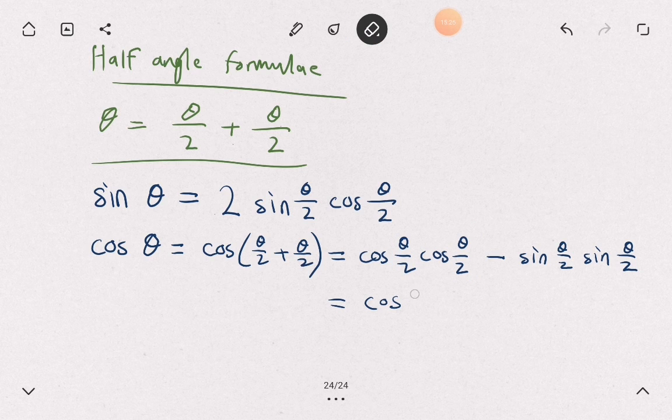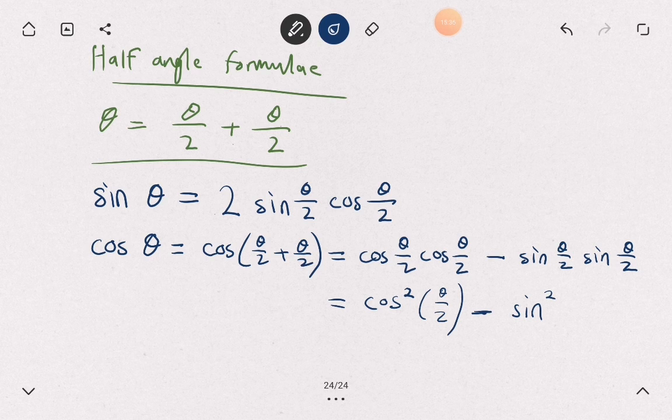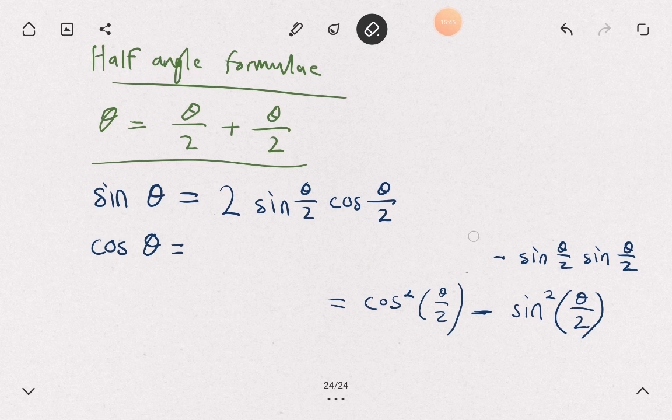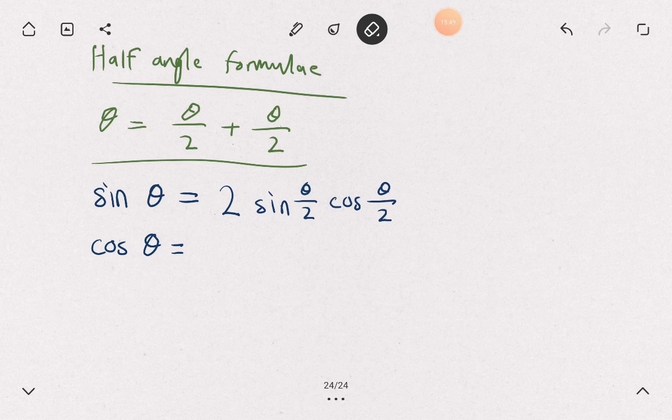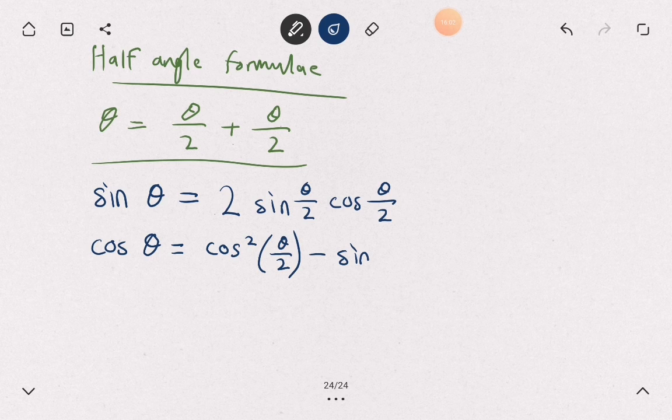Let me write it nicely a bit. Cos squared of theta over 2 minus the same thing for sine. This is sine squared of theta over 2. And so you can write this neatly. If you want to get to know the formula deeply and think about it, just pause and rewind. Okay, I might be going a bit fast.